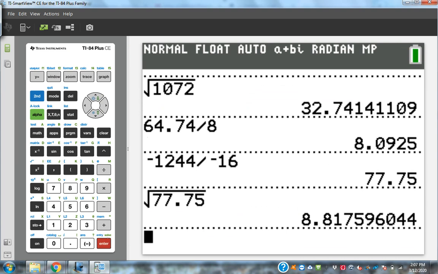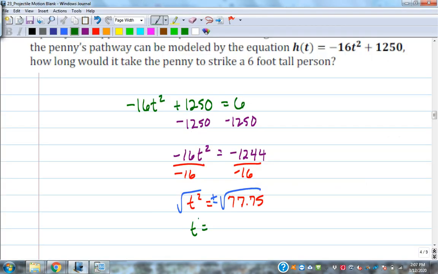So 8.82. We'll go 2 decimal places there. So it's kind of a long wait for it to hit that guy in the head. But almost 9 seconds for that penny to pop that guy right in the top of the head. If you got good enough aim, I don't know if anybody's got that. You just have to get lucky.